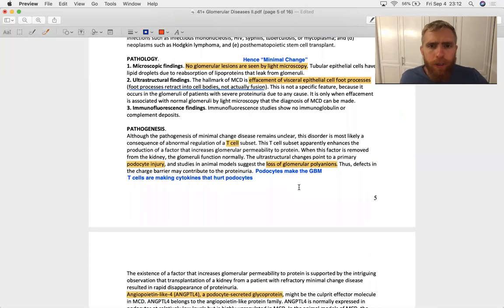No glomerular lesions are seen by light microscopy. Effacement of foot processes of the podocytes, otherwise known as fusion. And here it is. Love it. Foot processes retract into cell bodies, not actually fusion. Yeah, okay, sure. Fusion. Got it.